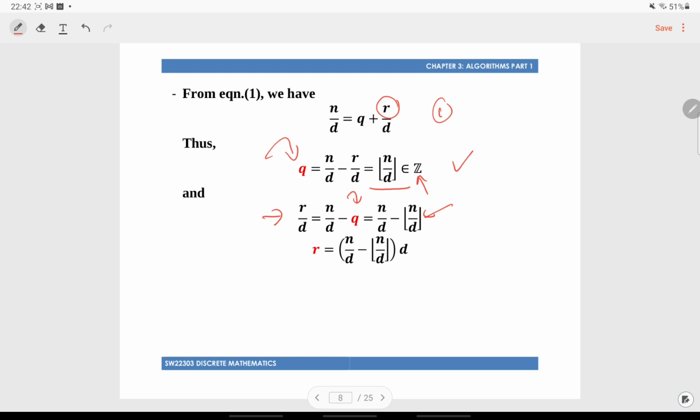Okay, so from this equation r over d, our aim is to obtain r, so we take d to the right hand side. We obtain the final equation where r over d equals n over d minus the floor of n over d, and we multiply by d, so we obtain the value for the remainder.